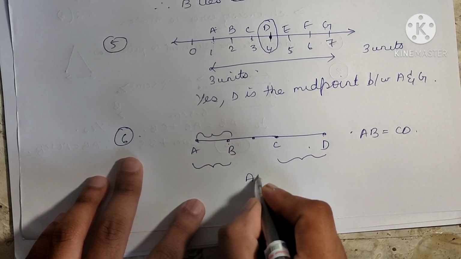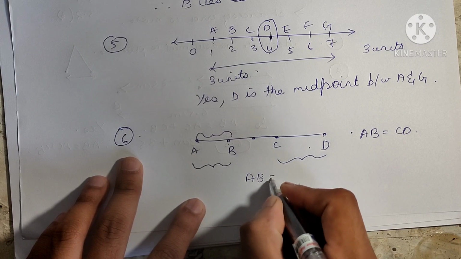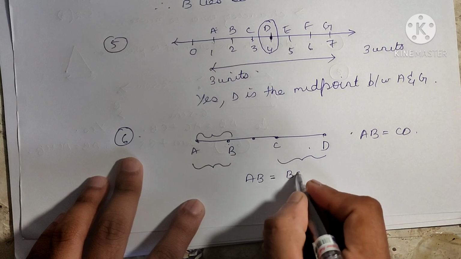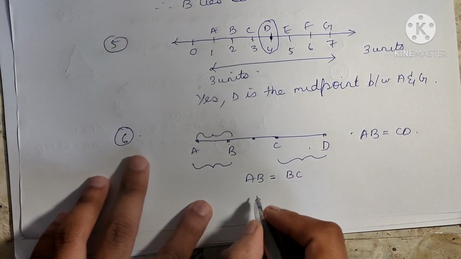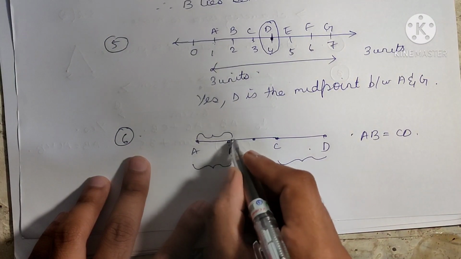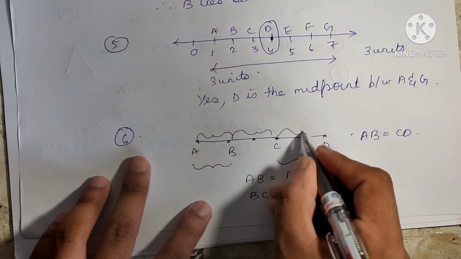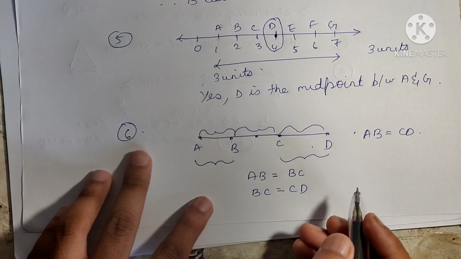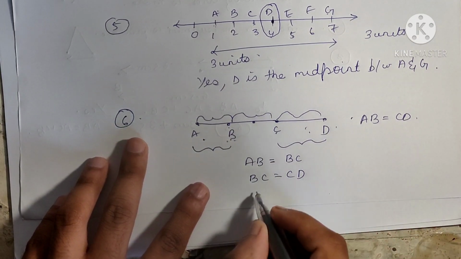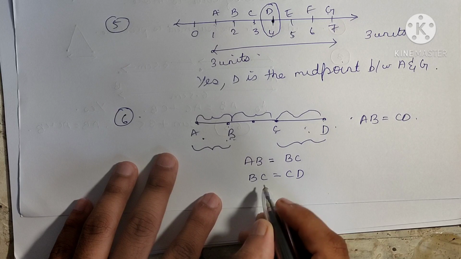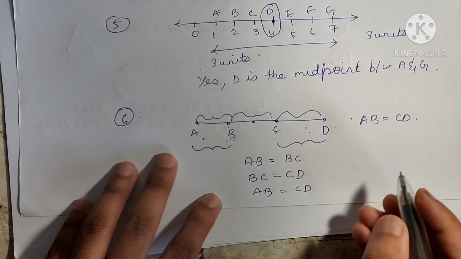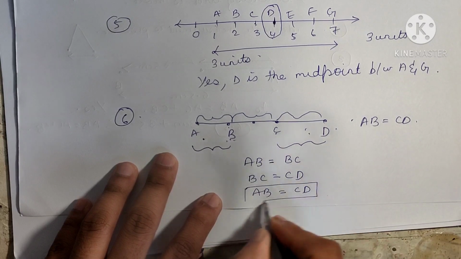So we can already say that AB equal to BC, and also we can say that BC equal to CD, because everyone is having 2 units each. That is why we can say that AB equal to BC and BC equal to CD. So obviously we can say after this, AB equal to CD. Why are we saying AB equal to CD?